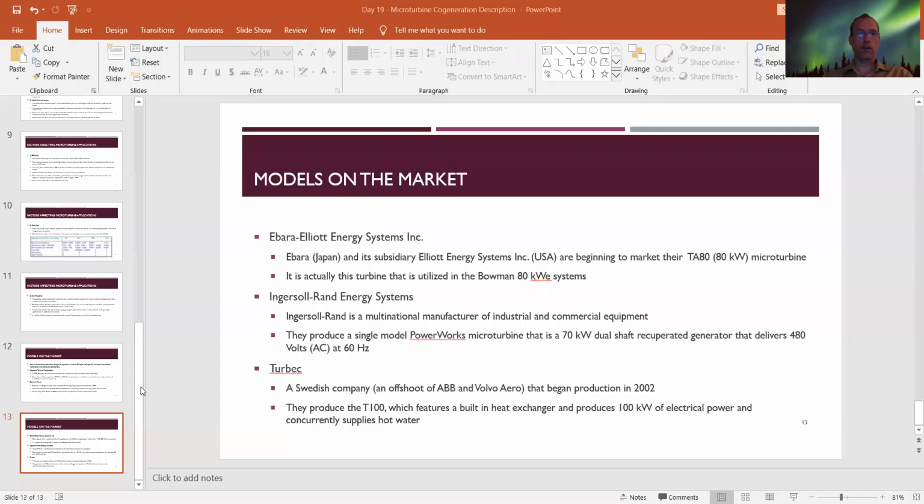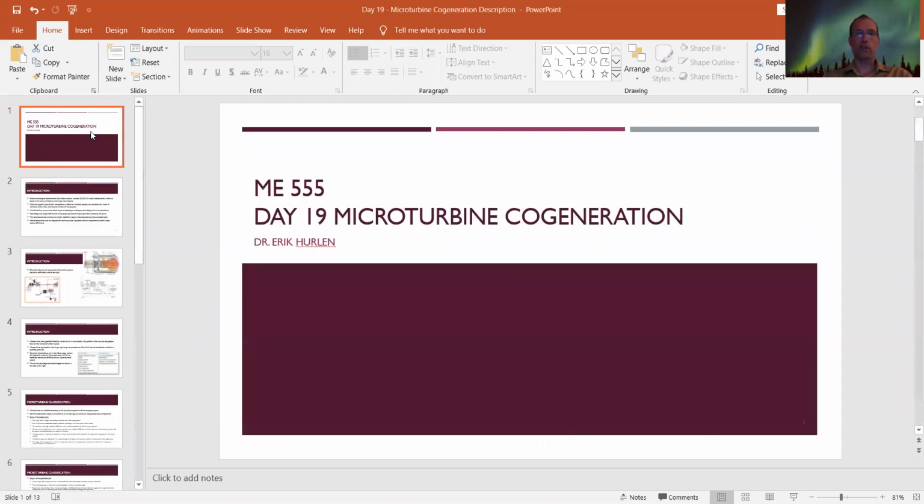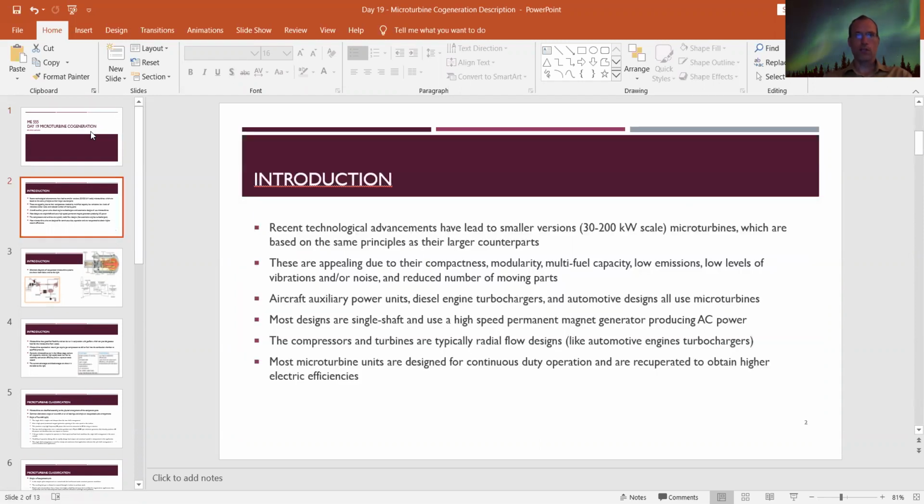All right, so our next installment of these lectures involves microturbines. We dealt with turbine theory in the last lecture. Today, I'm going to apply that to microturbines, so smaller versions of the systems. They basically work exactly the same, but they're just smaller. Recent technological advancements led to smaller versions of these turbines, somewhere between 30 and 200 kilowatts, again based on the same principles as we saw last class.